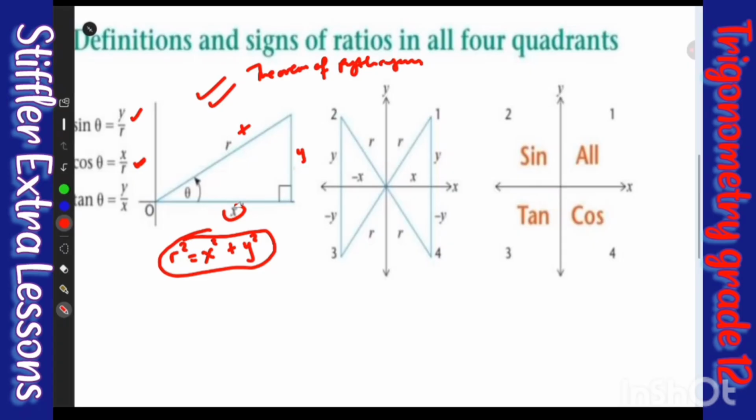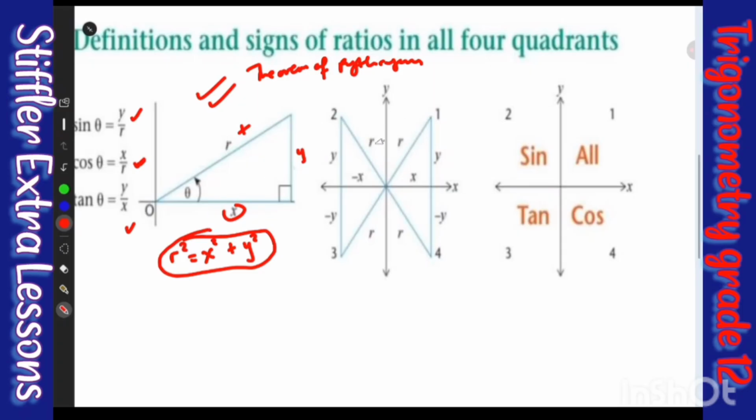Just remember that if you're in the third quadrant, your x will be negative and your y will be negative. Always remember that. After finding your final answer using the theorem of Pythagoras, ask yourself, which quadrant am I dealing with? And then from there you can place the sign where it is supposed to be.